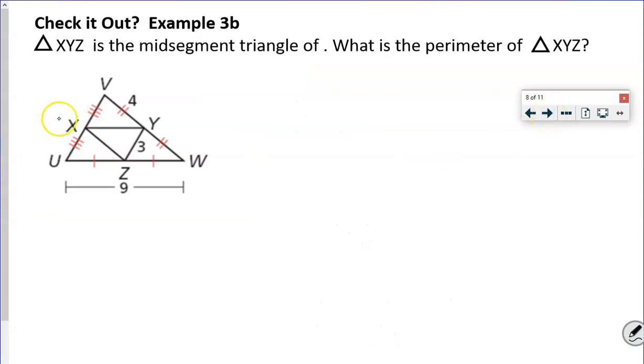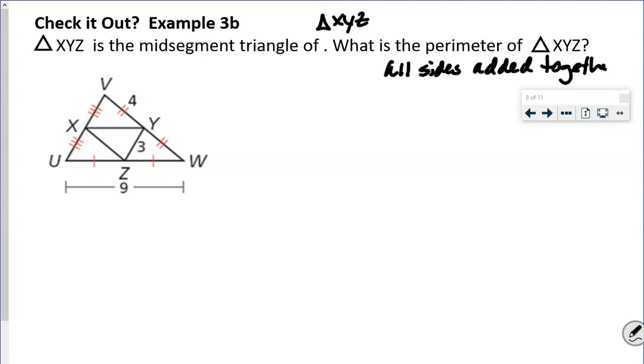Okay. The next check it out is a little bit different. This one says XYZ is the midsegment of a triangle. What triangle? I guess it's XYZ, so this should say triangle XYZ. Sorry. What is the perimeter of XYZ? Now what does perimeter mean? Doesn't that mean all sides added together? That's what it is. Remember that perimeter?